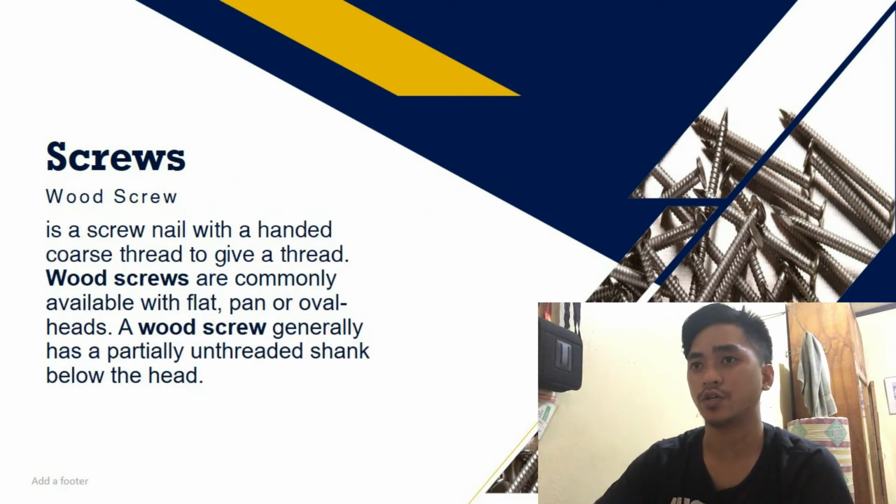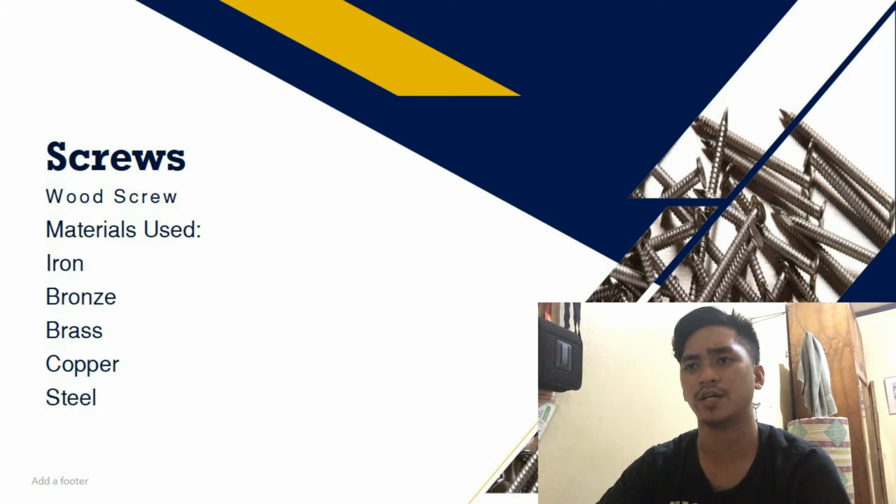So, wood screw. A wood screw is a screw nail with a handed coarse thread. Wood screws are commonly available with flat, pan, or oval heads. A wood screw generally has a partially unthreaded shank below the head. So the materials used are iron, bronze, brass, copper, and steel.